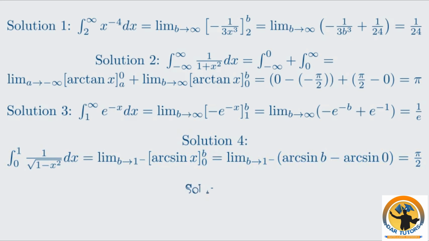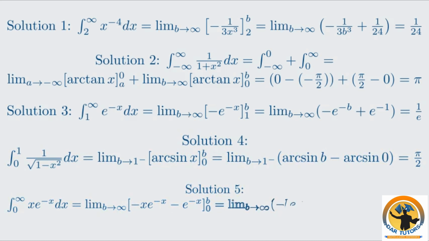For question 5, we use integration by parts. The antiderivative is negative x e to the negative x minus e to the negative x. Evaluating the limits gives us 0 minus negative 1, which is 1.